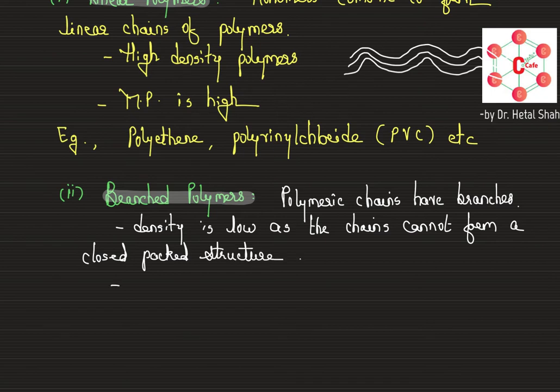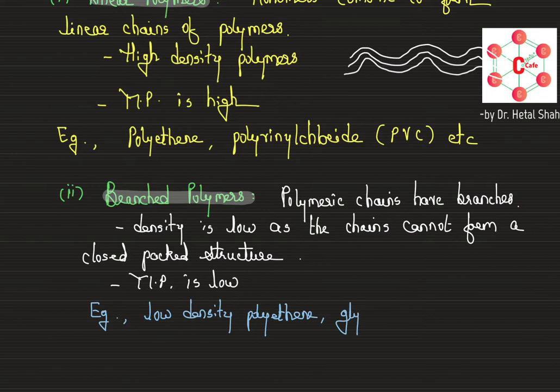You also find that melting point is low. And some examples: low density polyethylene, you also have, let's say, glycogen, etc. These are all branched structures.